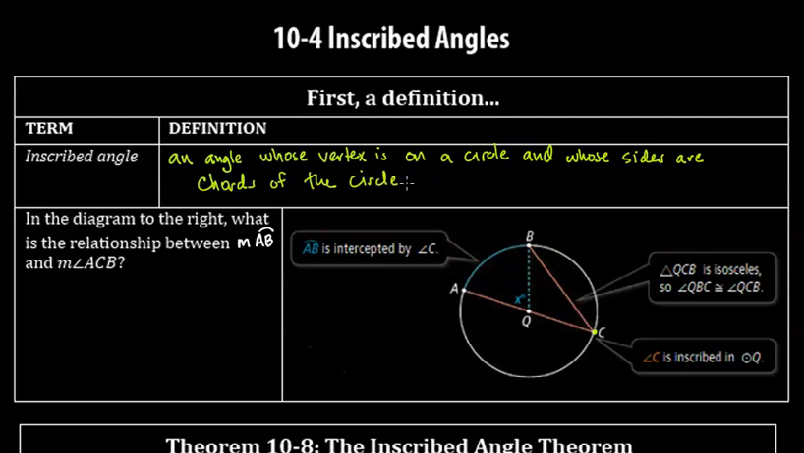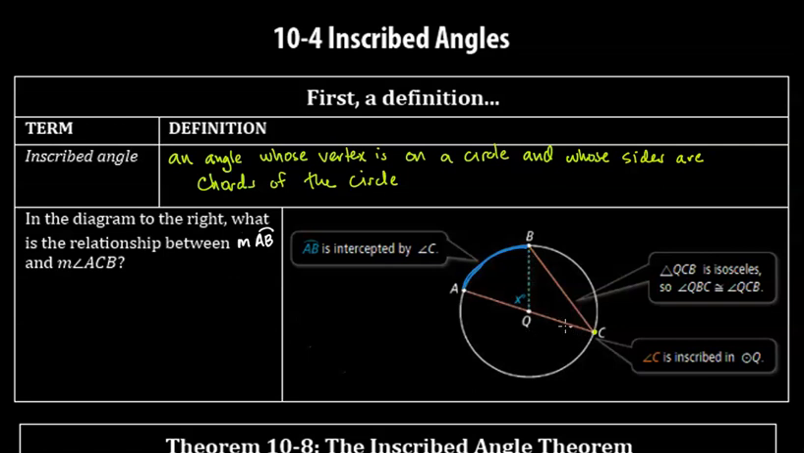So what we're going to first take a look at is what the relationship would be between an inscribed angle and the arc that it intercepts. So you can see angle C, or angle ACB, is our inscribed angle, and it's intercepting this arc right here, arc AB. And so the question I want to take a look at is, what is the relationship between the measure of this arc and the measure of angle ACB?